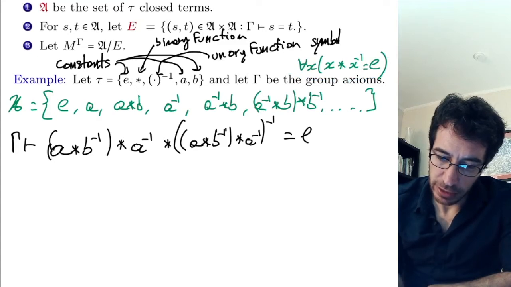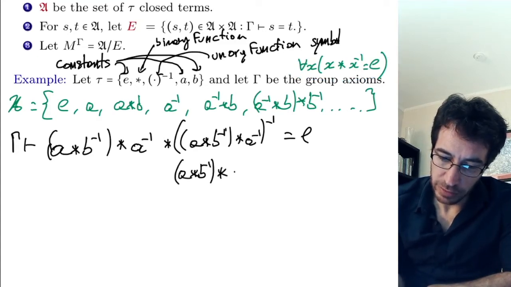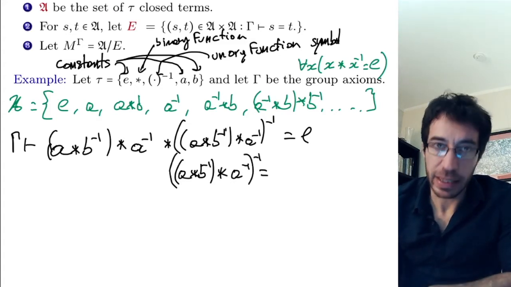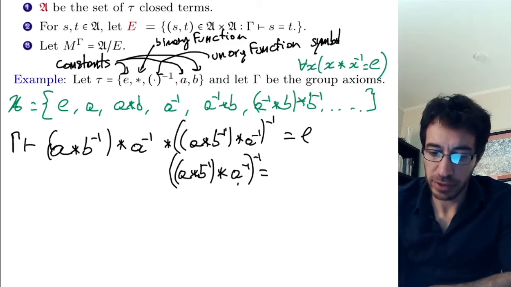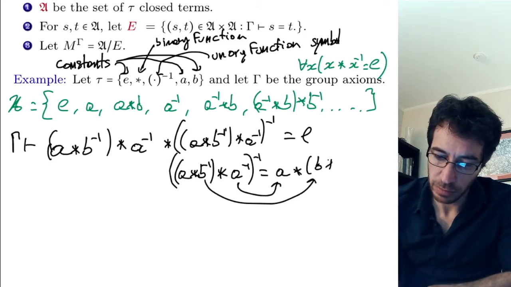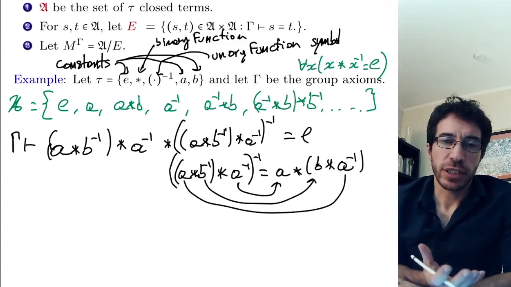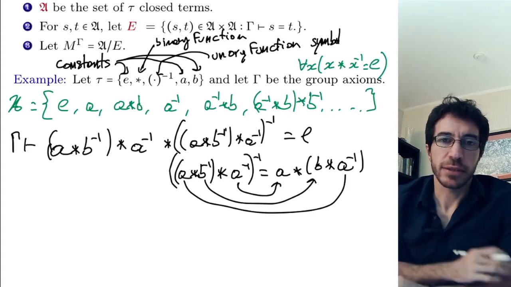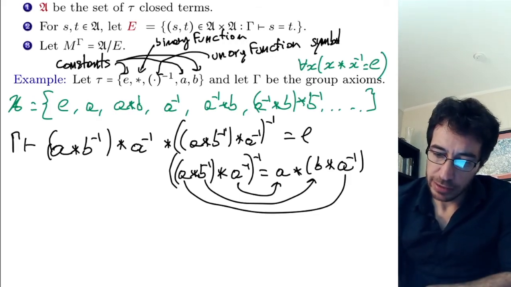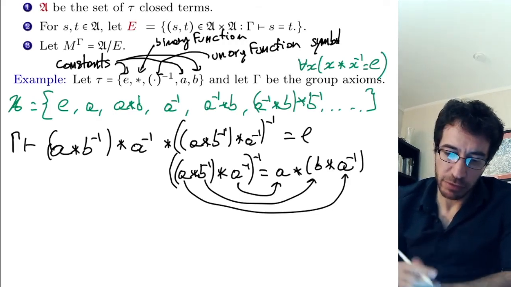this guy here, A star B inverse star A inverse, can be written, by inverting each of the elements and flipping the order, as A star B star A inverse. And also, since we have associativity, it doesn't matter where we put the parentheses. So we get that every element is going to be of this form.